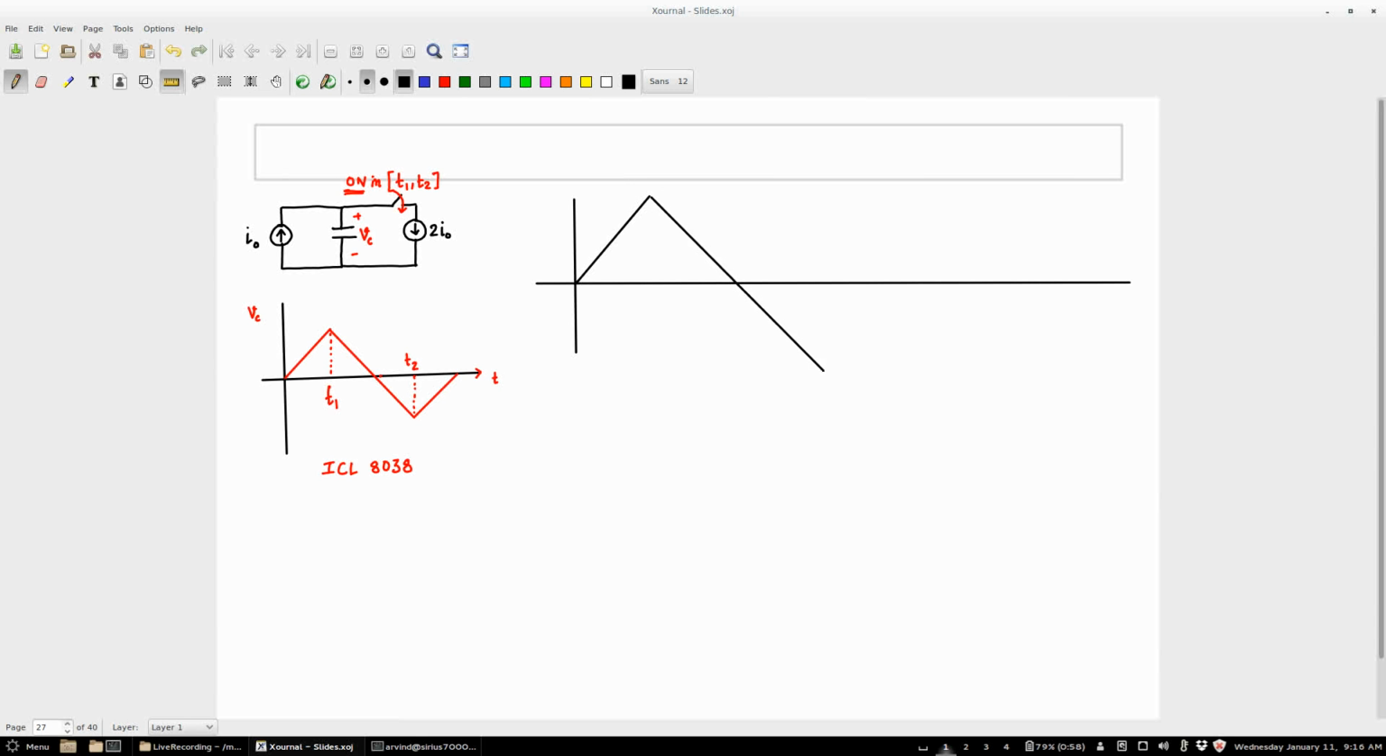Okay, so I want to take this triangle and convert it into a square. If I have a triangle as input and I want to convert it into a square, what is the device I should pass it through? We've done this. Differentiator. Okay, that's one choice. But there is an even simpler thing.